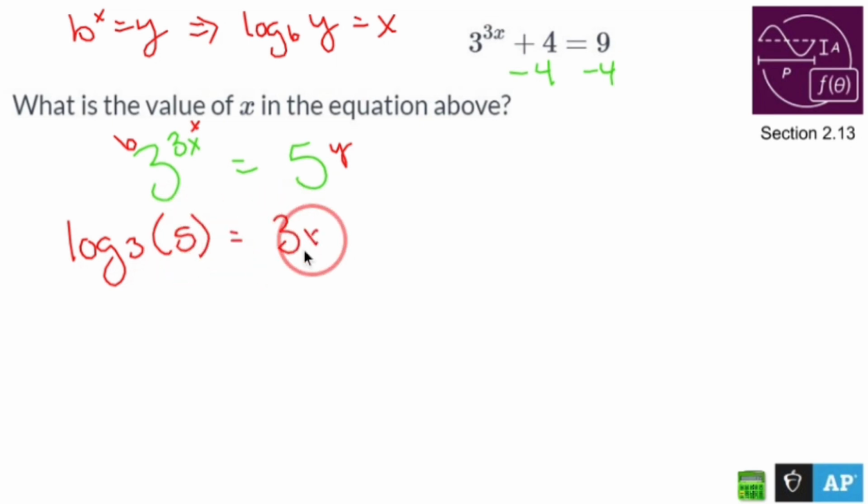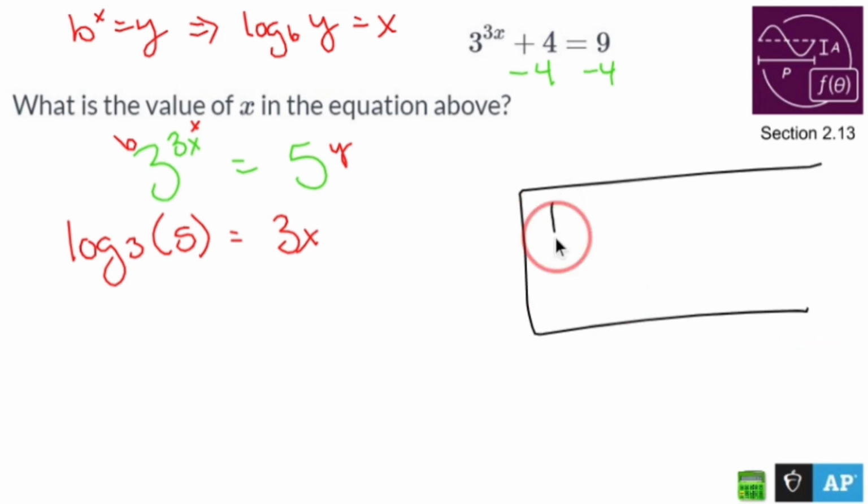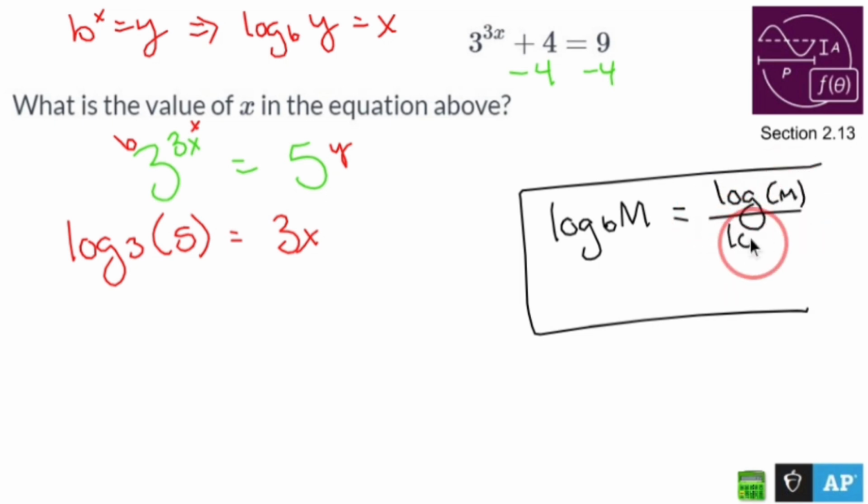Now, I have no clue what log base 3 of 5 is. And if I run to my calculator, I'm lost, because the calculator's log is log base 10. This is log base 3. I have to use the change of base formula. And if you're wondering what the change of base formula is, let me quickly show you. The change of base formula says if you have log base b of m and you need to put that into your calculator, type out regular log of m over log of b.